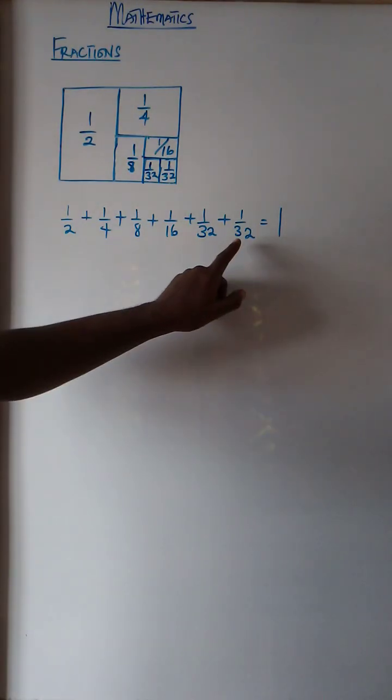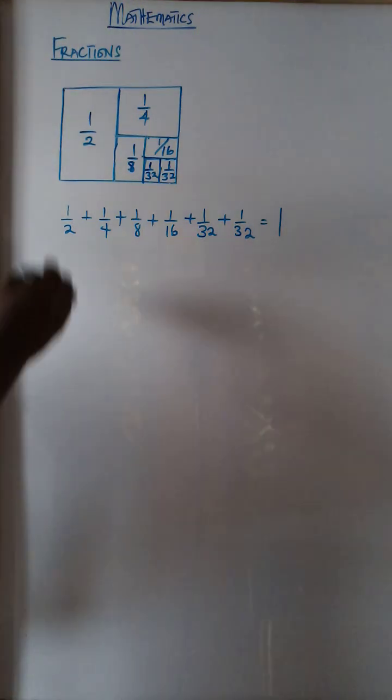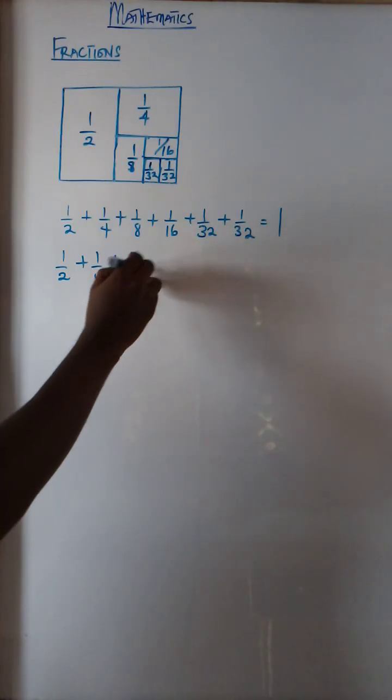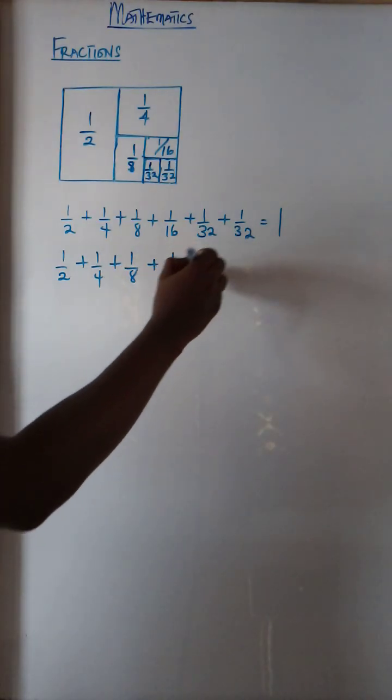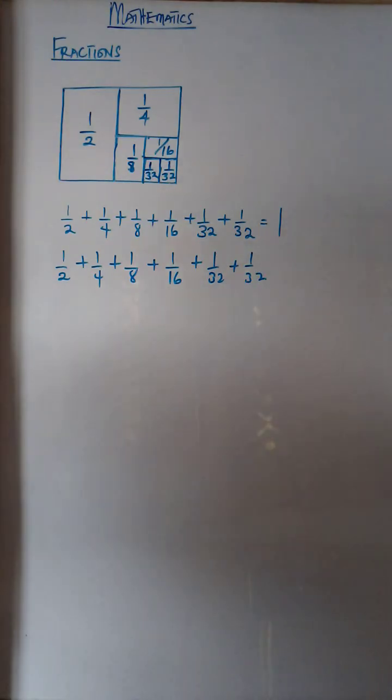So here you look for the biggest number, 32. You want to show that everything here is 1. You want to show that 1 over 2 plus 1 over 4 plus 1 over 8 plus 1 over 16 plus 1 over 32 plus 1 over 32. You want to show everything should be 1. So what can we do?